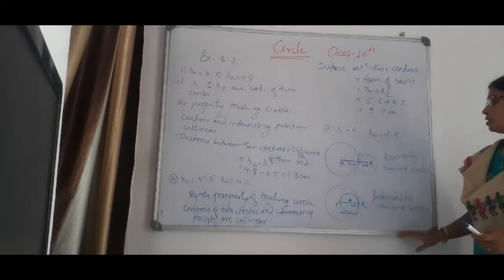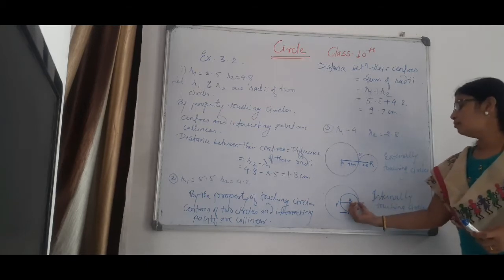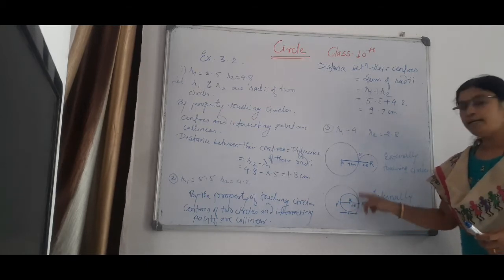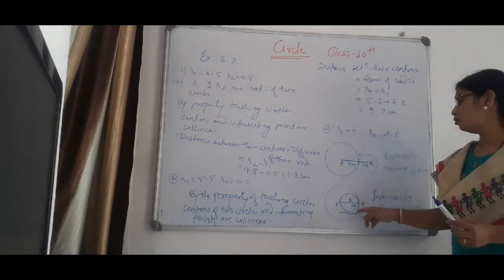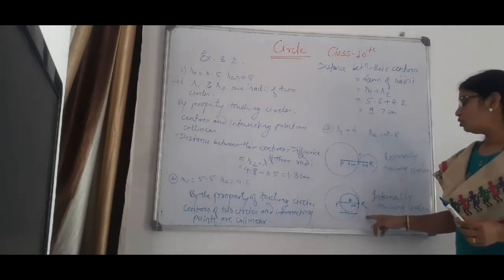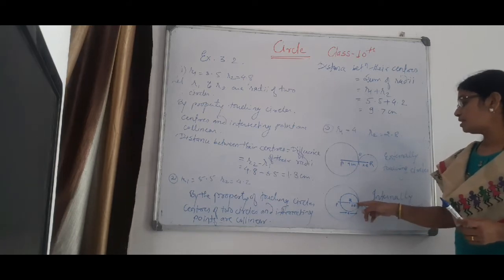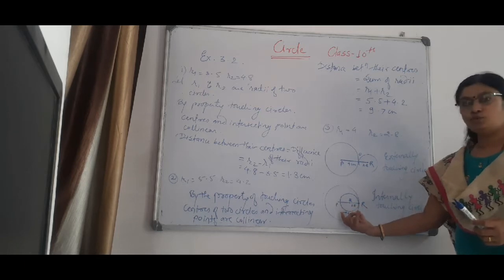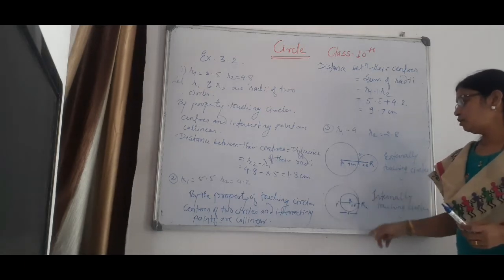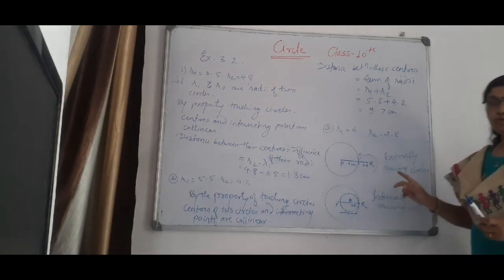Now for internally touching circles, first draw a circle with radius 2.8 and then draw a second circle with radius 4, which passes through point R. You have to take the distance PR as 4. Take the distance PR and then draw the circle. In this way you have to solve the problem.